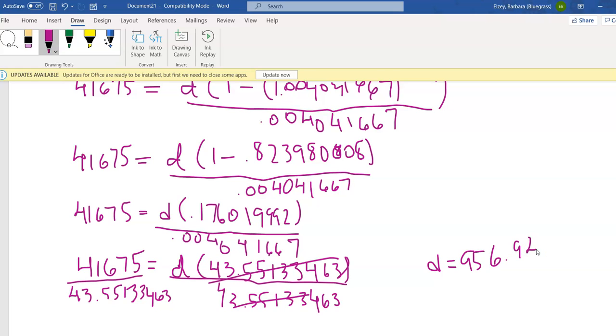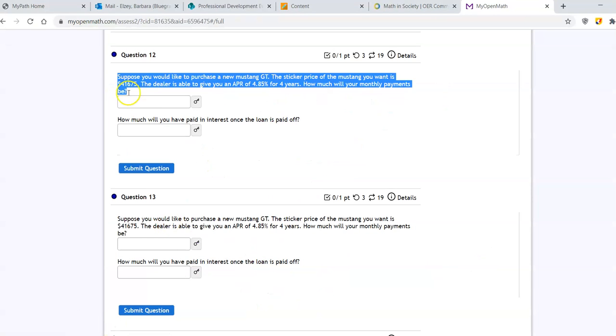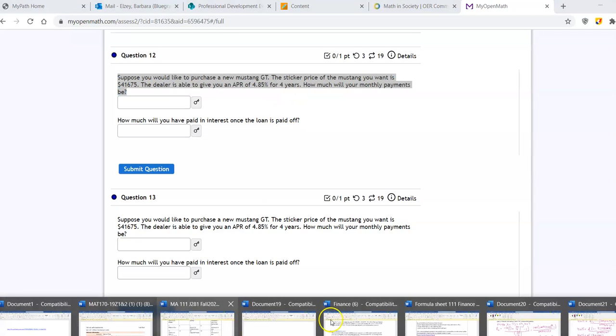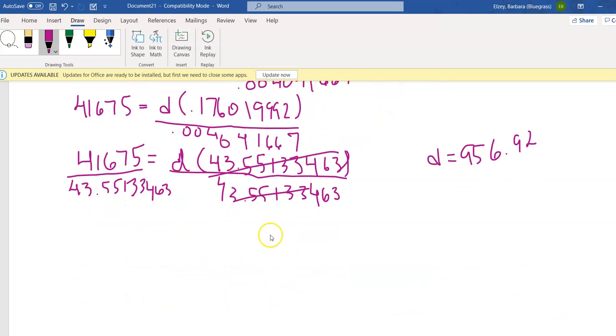Okay, now that was the first part of the problem. We had to find the amount of our payment that we're going to be making on our loan. So it's a pretty expensive car, but it is a $42,000 car. How much will you have paid in interest once the loan is paid off? All right, so let's keep in mind we're paying this loan for 4 years, and we're paying that $900 every month.